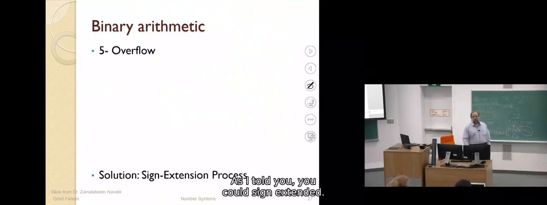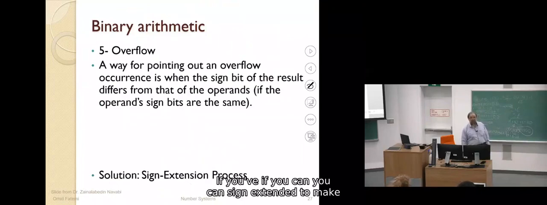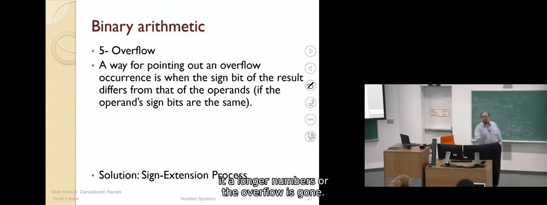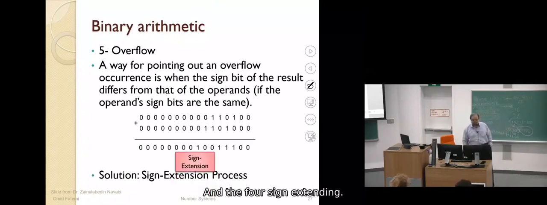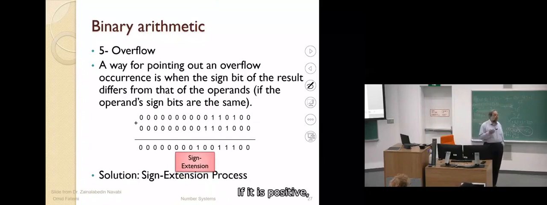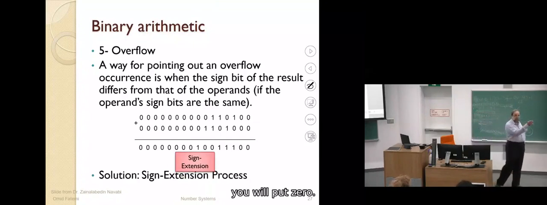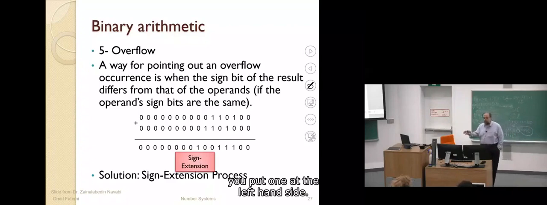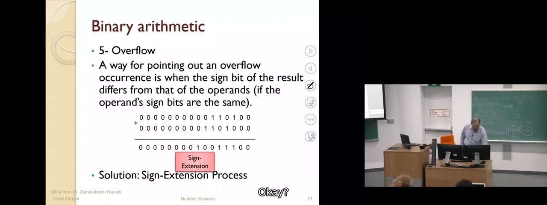As I told you, you could sign extend it to make it a longer number, so the overflow is gone. And for sign extending, if it is positive, you put 0. If it is negative, you put 1 at the left-hand side.